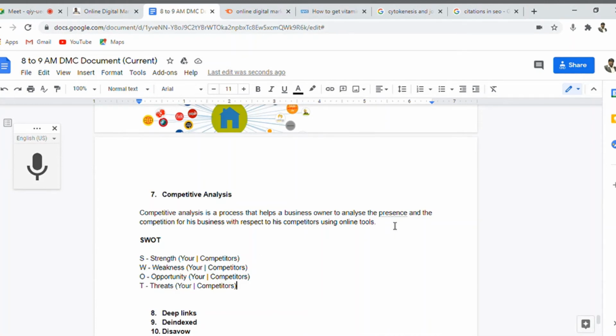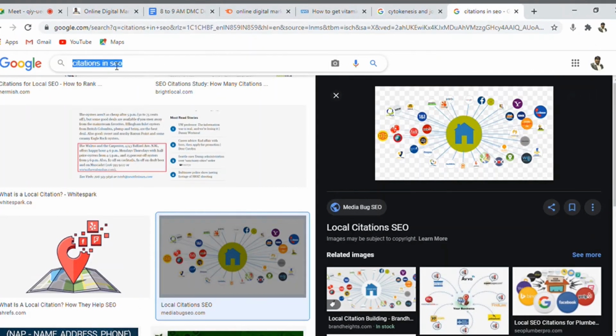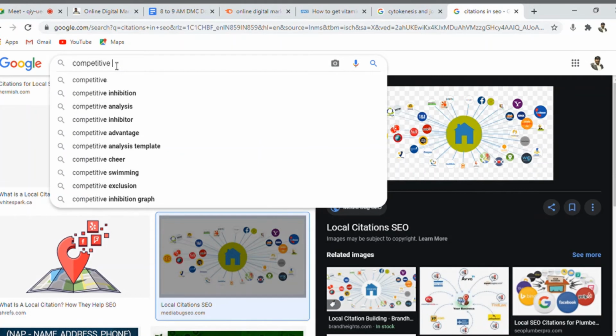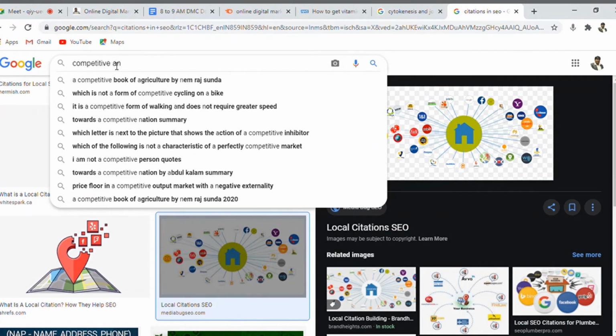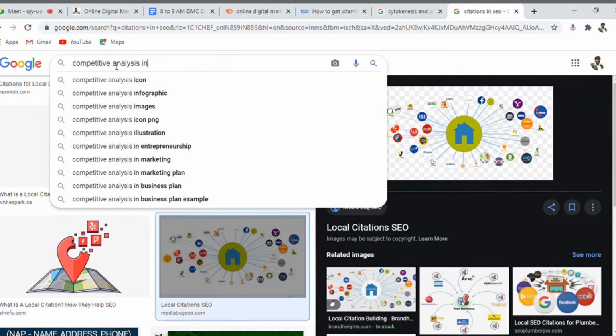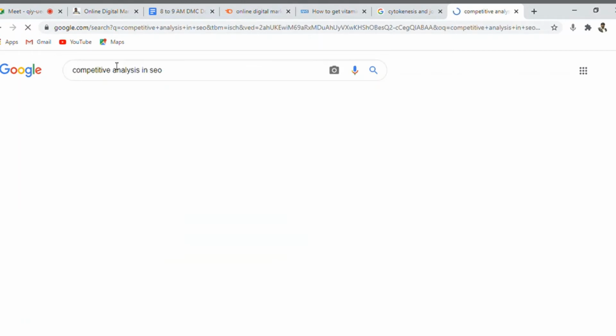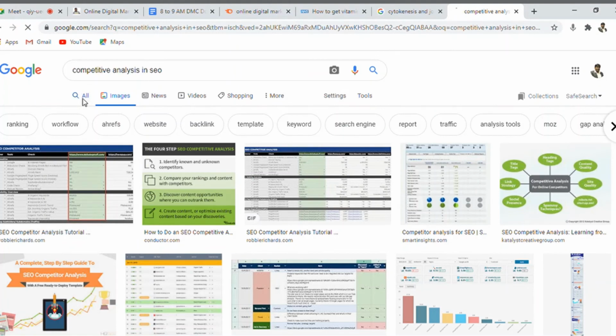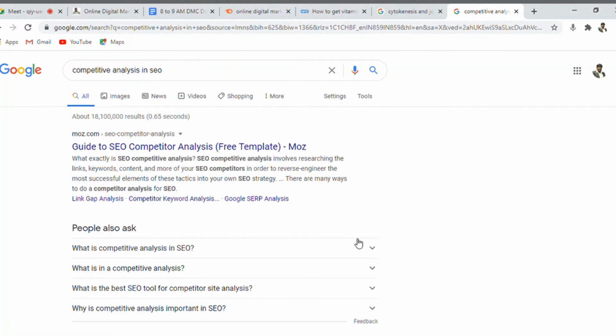With respect to SEO, competitive analysis means monitoring your competitors. Let us see what the meaning of competitive analysis is here. Competitive analysis in SEO is indirectly trying to understand your competitors. SEO competitor analysis, what exactly is SEO competitive analysis?